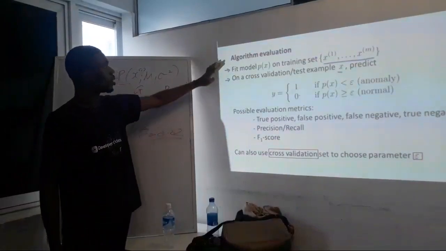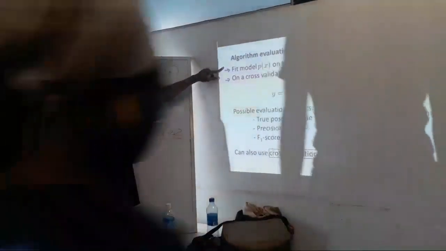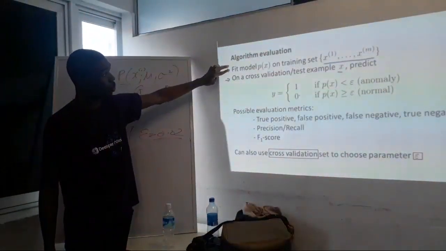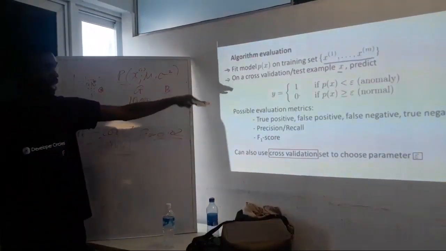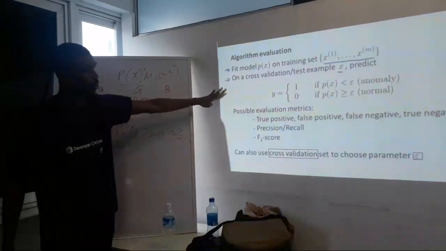So let's just go back to what we have done before. The first step we did was to build our model, that's E X. Then if it's less than epsilon, it is an anomaly. If it's greater than epsilon, it is normal.